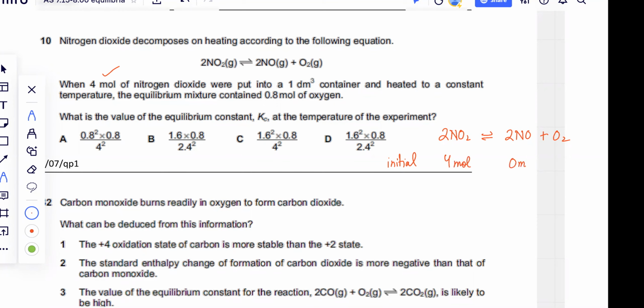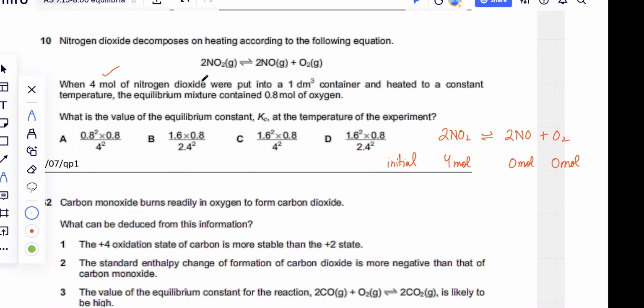Now, what's given in this question is the initial moles, the moles right at the beginning. They told you that there were 4 moles of nitrogen dioxide put in a container, so 4 moles of this and 0 moles of this. These were not added to the container. And the reaction started. It was heated to constant temperature.